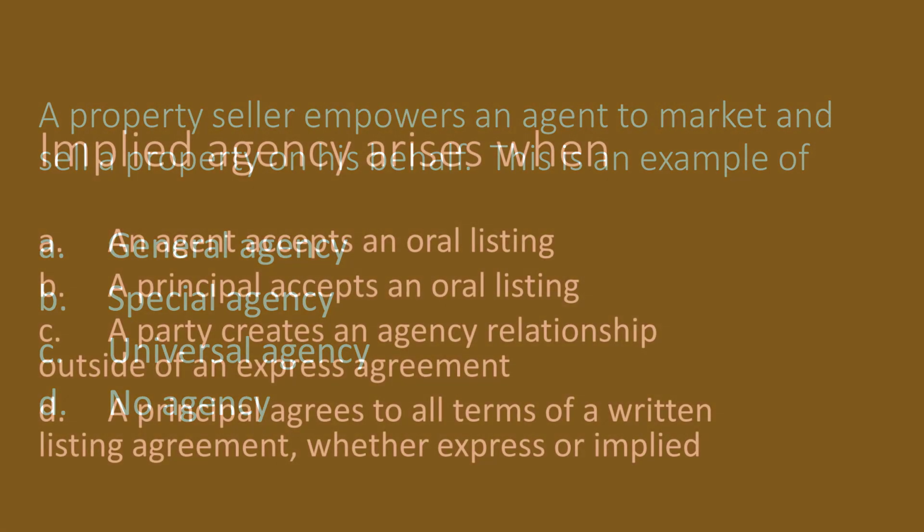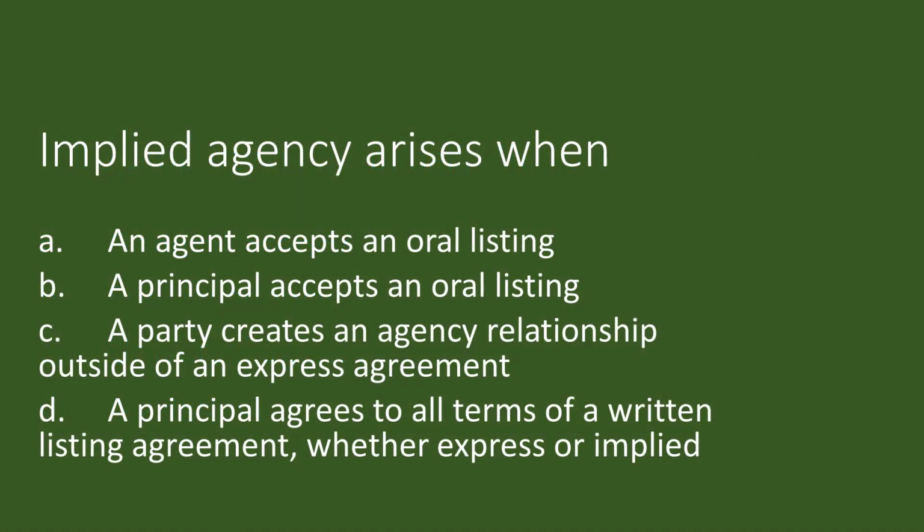Question number 10. Implied agency arises when A. an agent accepts an oral listing. B. a principal accepts an oral listing. C. a party creates an agency relationship outside of an express agreement. D. a principal agrees to all terms of a written listing agreement, whether express or implied.